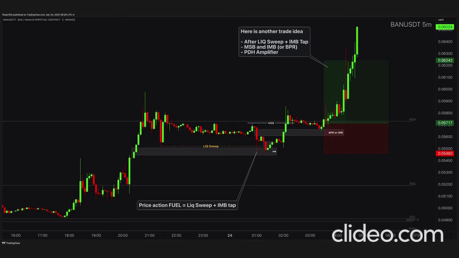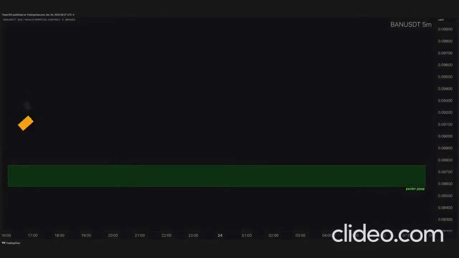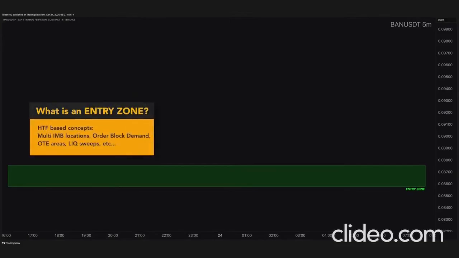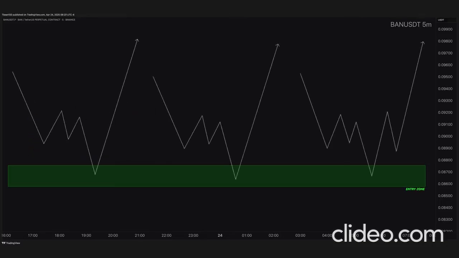I hope things are clear enough for you at the moment. Okay, let me make a very clear recap for you, so things will be much better to understand. First, you find yourself an entry zone in the higher timeframes, like multi-timeframe imbalances, or maybe order block demands, or optimal trade entry, or big liquidity sweeps. It doesn't matter. And now you are about to make an entry.